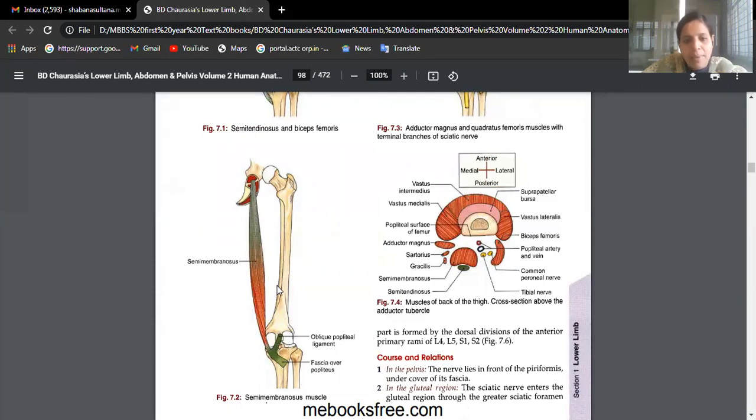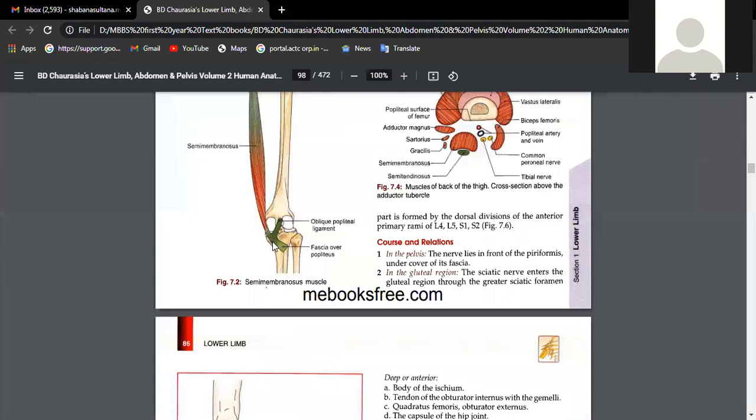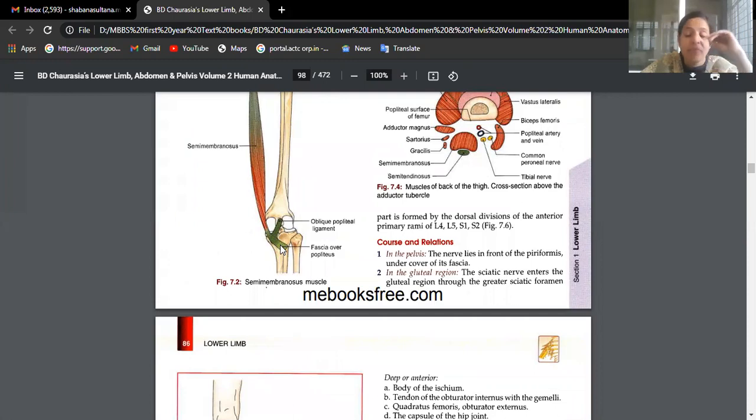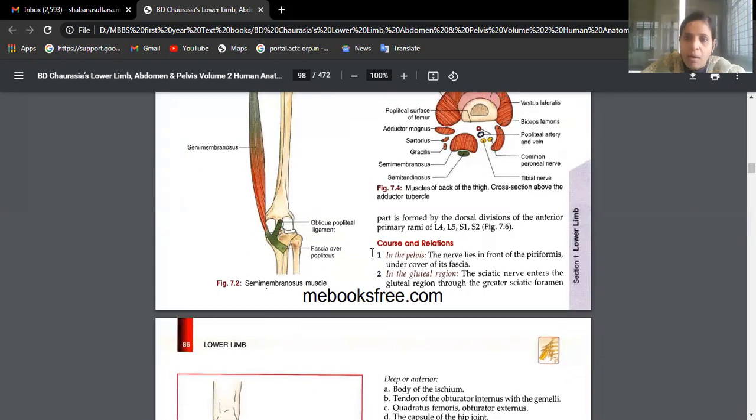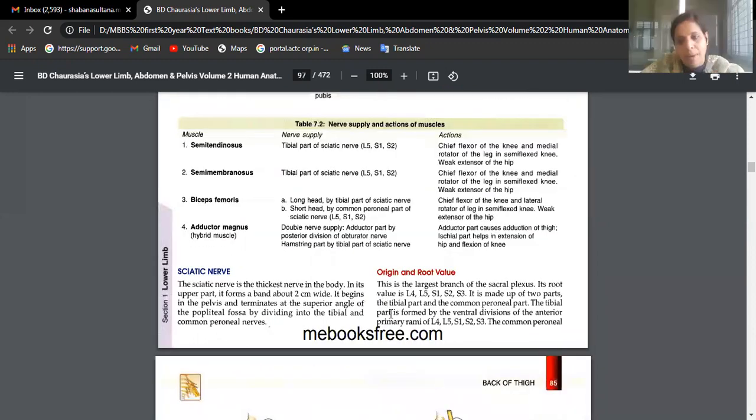Then you are finding semimembranosus is going and getting inserted on the posterior aspect of the medial condyle of the tibia. This is tibia bone, posterior surface of the medial condyle. Of course, it expands. We see this in knee joint. We have seen recently, semimembranosus expands as oblique popliteal ligament. Okay. Then, of course, adductor magnus.